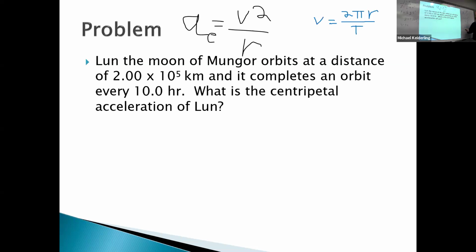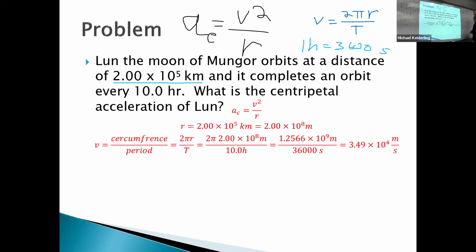So for this, our speed is going to be the total distance of an orbit, 2 pi times the radius, over the time it takes to complete an orbit. That's our distance, and 1 hour is 3,600 seconds. So centripetal acceleration is speed squared over radius. Well, we know radius, we need to find speed. Our radius is 2 times 10 to the 8th meters, because 2 times 10 to the 5th kilometers is 2 times 10 to the 8th meters. Because to go from kilometers to meters, we multiply by 1,000, or 10 to the 3rd.